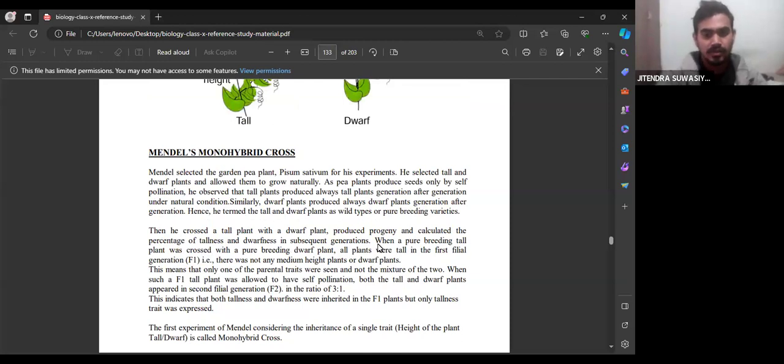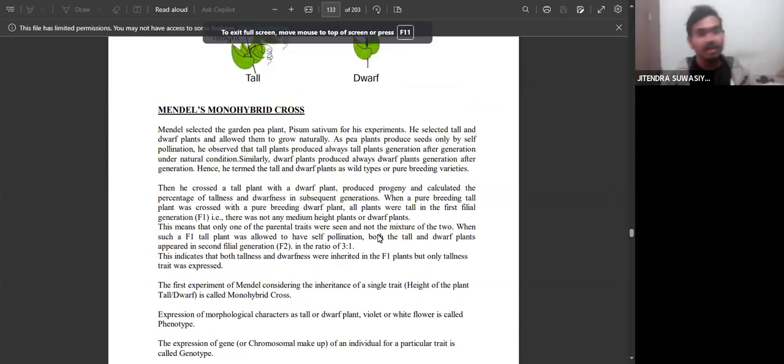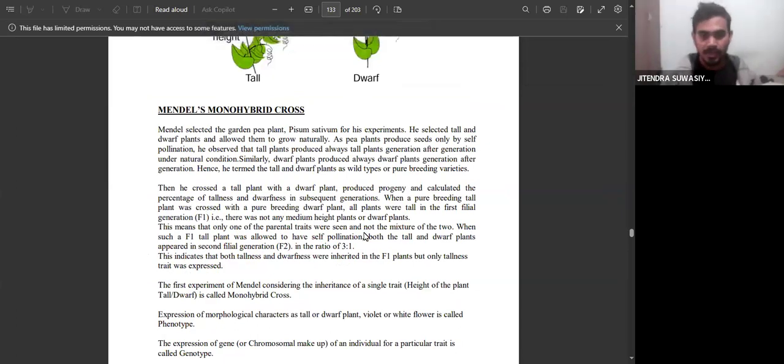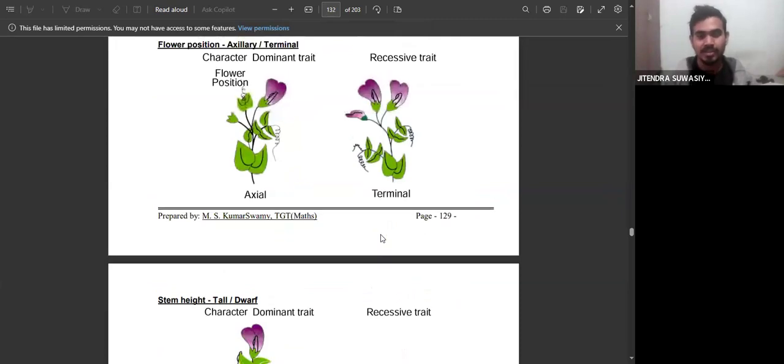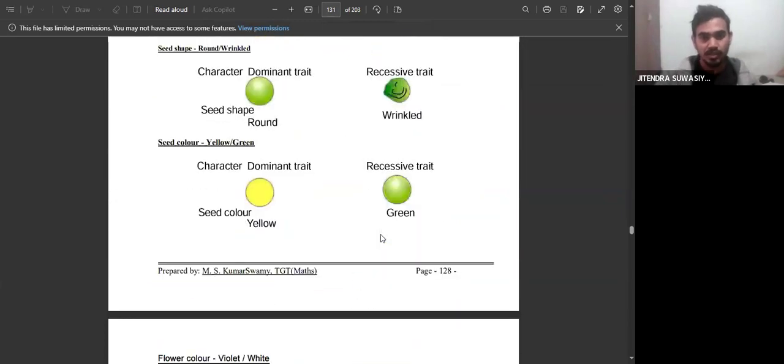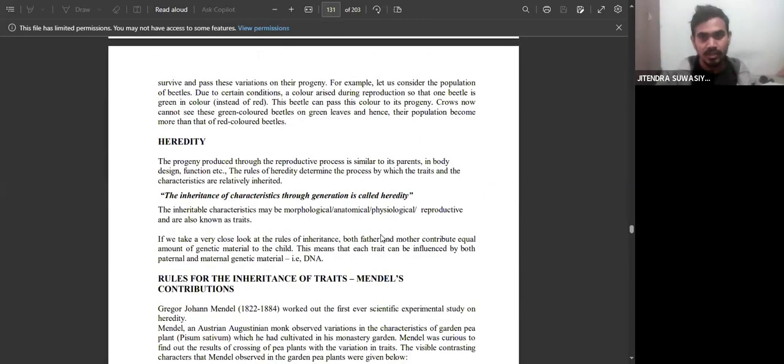In the last class, we discussed heredity, and some terminology: what is a gene, what is an allele, what is a dominant trait, what is a recessive trait. What was the role of Gregor Johann Mendel in genetics? What is the term genetics? What are chromosomes? What are genes, and what is the difference between DNA and genes? These were the basic things we discussed about heredity.